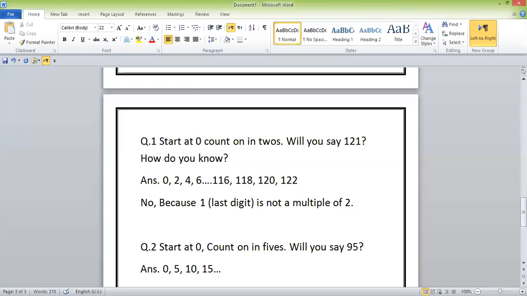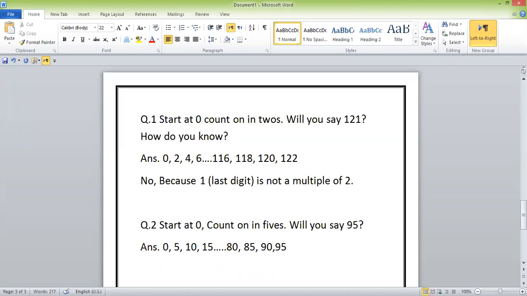Or I directly write 80, 85, 90, 95. Again, start from 0 and count on in fives. I started from 0 and started counting in fives. 0 plus 5, 5. 5 plus 5, 10. 10 plus 5, 15, and so on. And I get to know that these all are multiples of 5 that I am writing. And then I just started from 80 and finished up to 95.